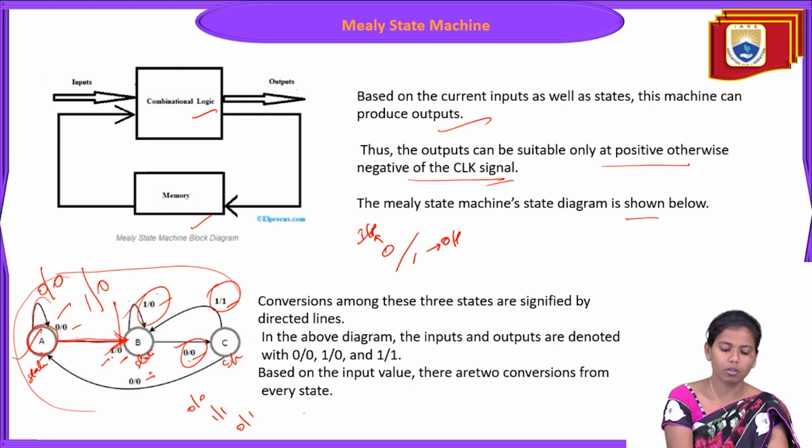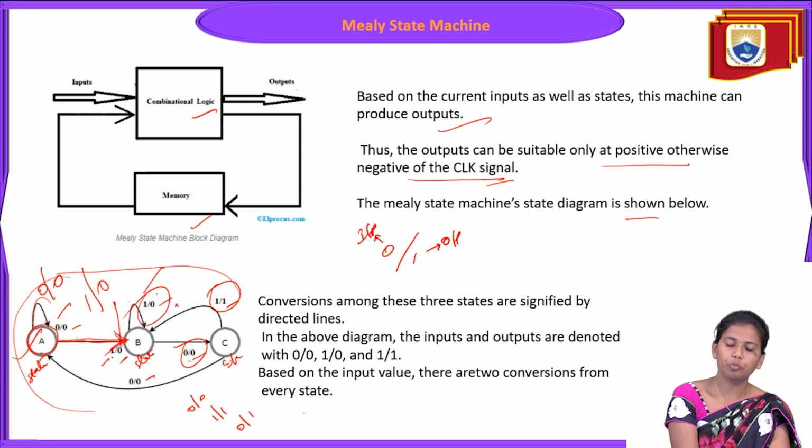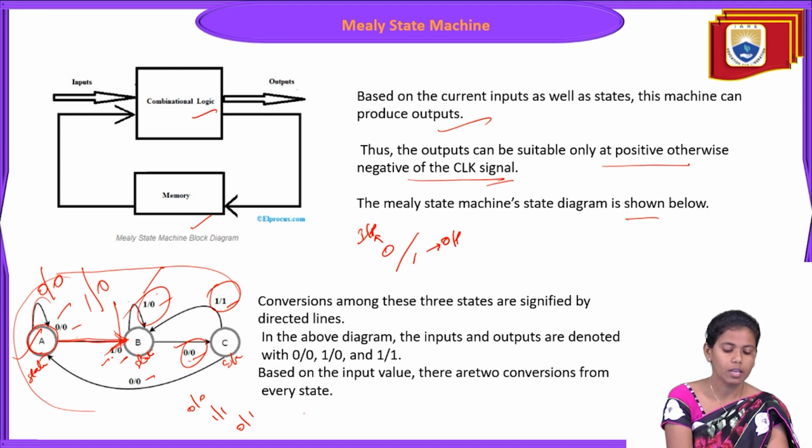Now we'll discuss state B. For state B, when my input is 1, the output is 0. That means state B is not taking a transition. Whereas when the input is 0, the output is observed as 0. When my output is observed as 0, the state transition takes place from B to C. So the directed line is going from B to C.